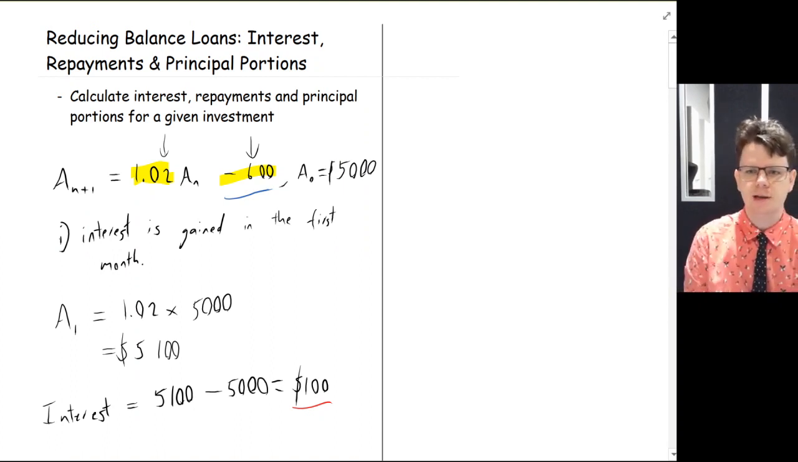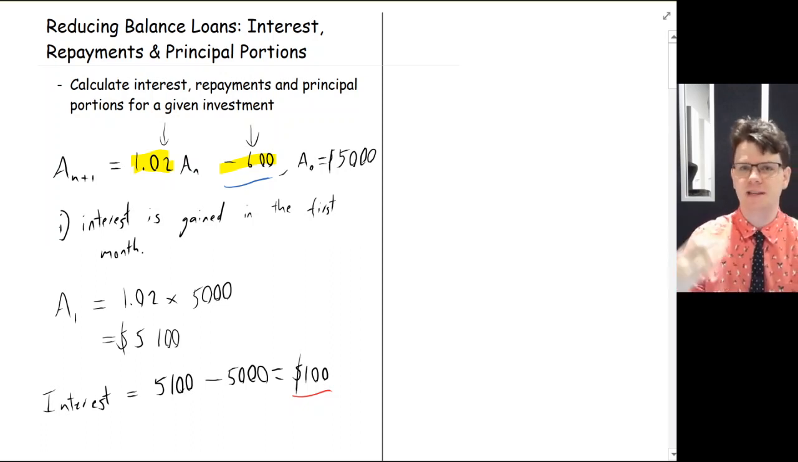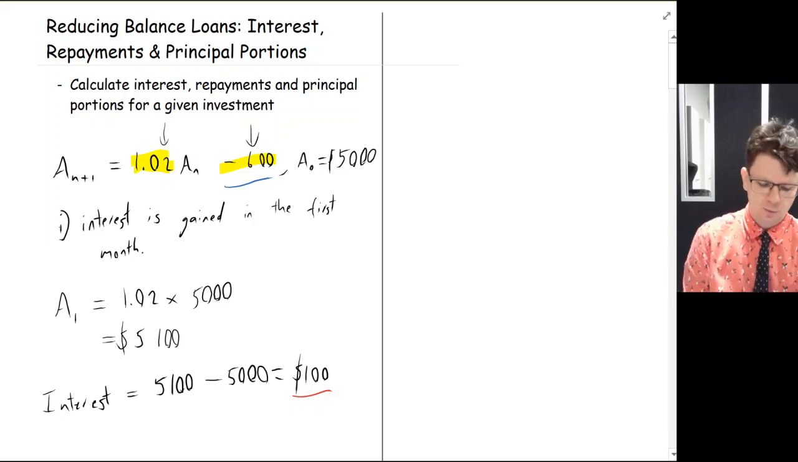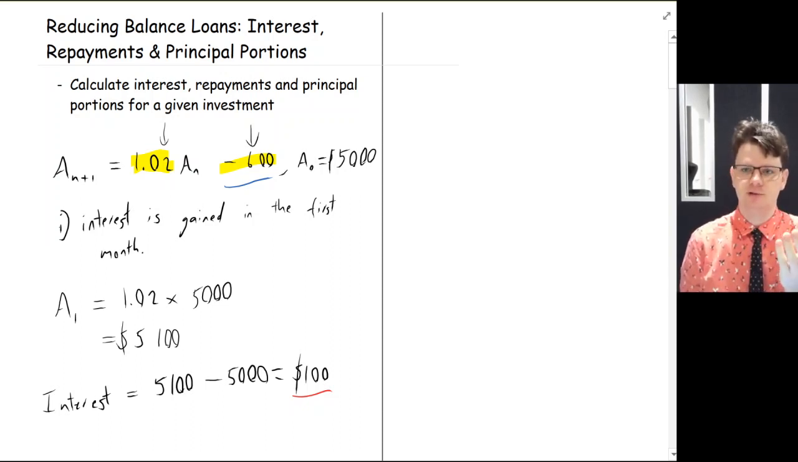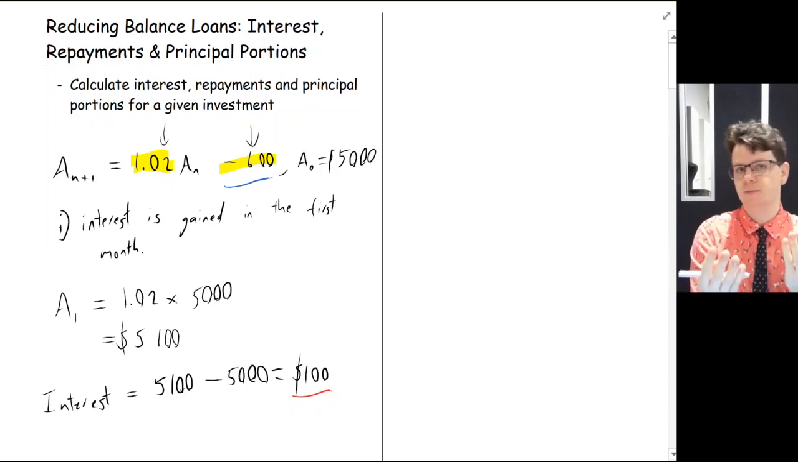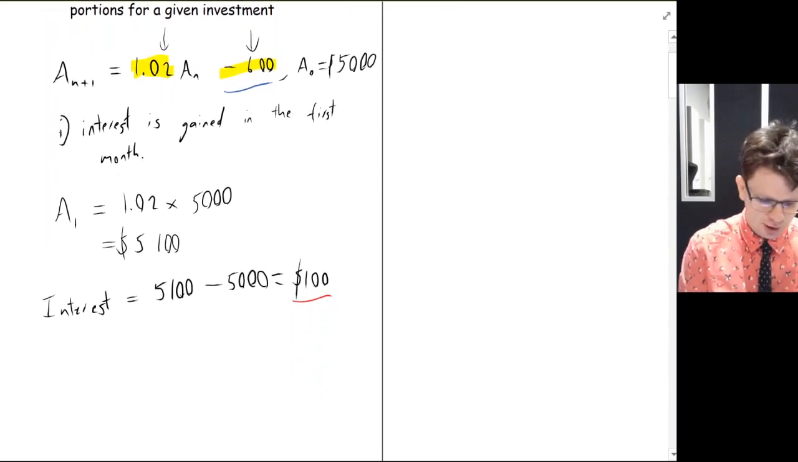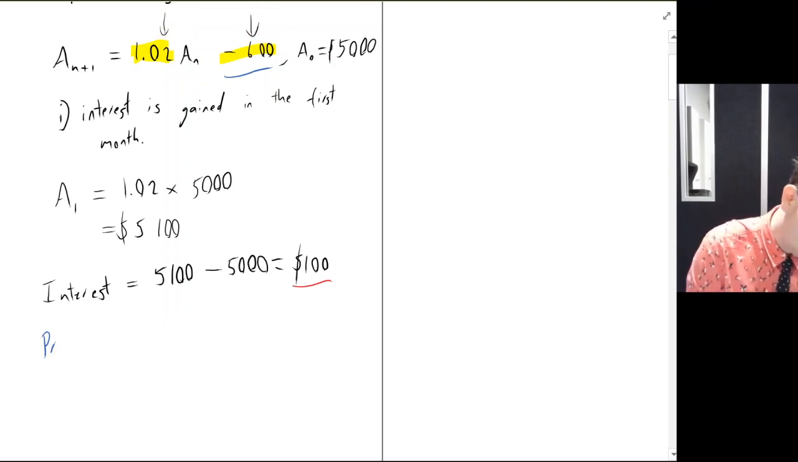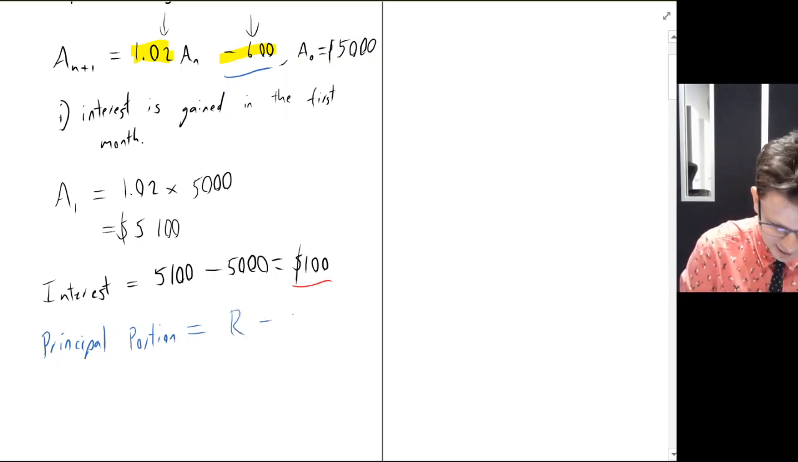So we want to actually have a think about this, as our repayment doesn't just pay off the loan. Part of what the repayment is doing is paying off the interest as we go. So we actually split the repayment into two pieces. We call it the interest portion, the part that's paying off the interest, and the principal portion, the part that's paying off the principal itself, what the actual loan is. So the one we really care about is this principal portion. And the principal portion is just the repayments minus the interest.